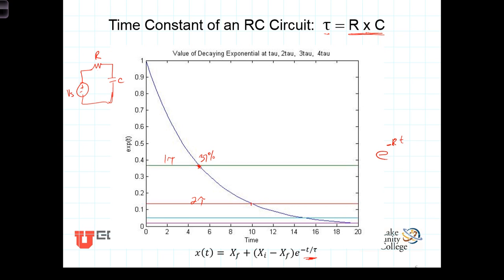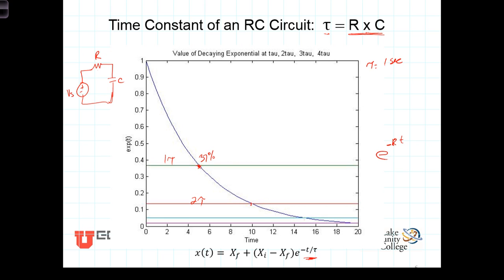For example, if tau equaled 1 second, and we had this capacitor here and we were going to allow it to discharge, after 1 second, it would be down to 37% of its original value. After 2 seconds, it would be down to about 12%, 3 seconds it would be down to about 2%, and after 4 seconds, or 4 time constants, it would be down to less than 1% of its original value.